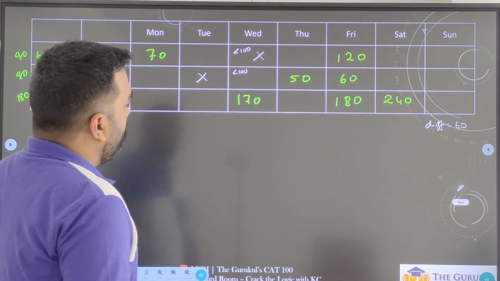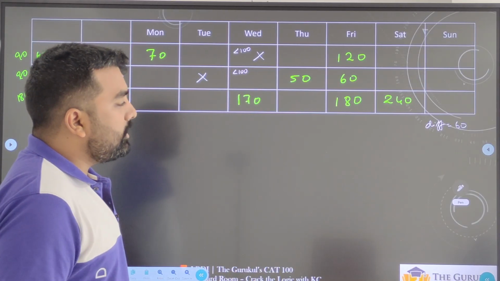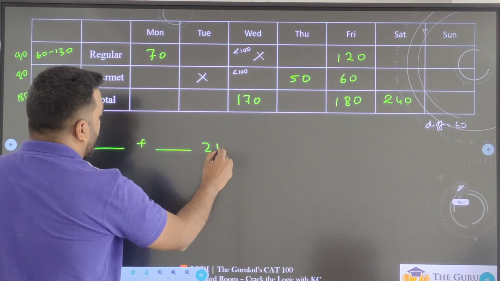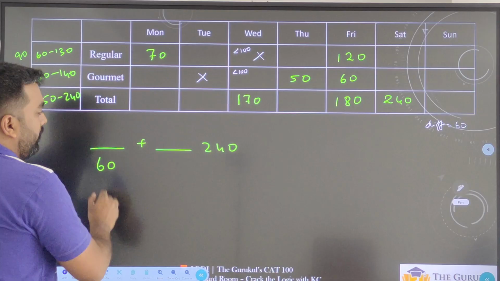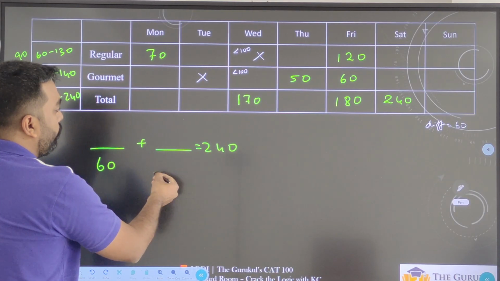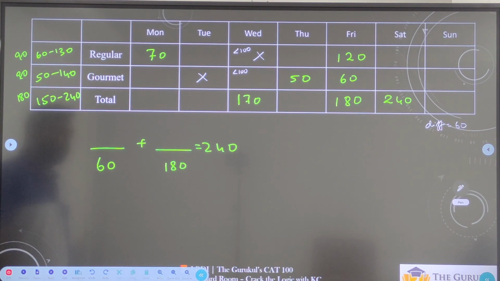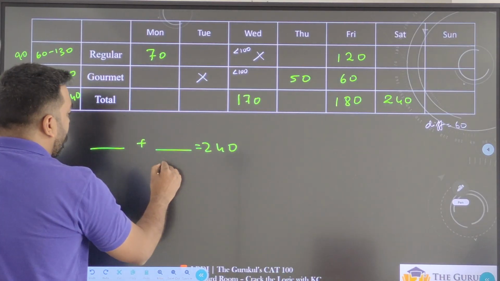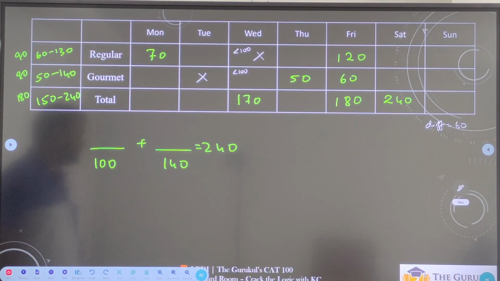Next, if you observe carefully, on Saturday the sum of 2 values is equal to 240. What can be the different possibilities? The minimum over here is 60. If this is 60, to get 240, the other one should be 180, which is not possible. So let us start with the maximum value. If I take this as 140, then this should be 100. 100 plus 140 is 240.